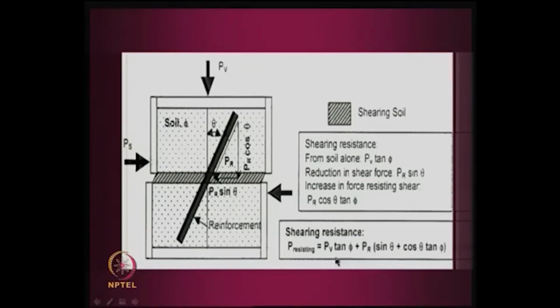So, total shear resistance is nothing but PV tan phi plus an extra component that comes here. Because of this reinforcement action, it is PR sin theta plus cos theta tan phi. Why is it tan phi? This is a normal force, PR cos theta, you are calculating the force, and so you have to multiply this normal force by tan phi to get the shear force. So, PV tan phi plus PR term, this is actually the extra shear resistance you are getting. Earlier it was only PV tan phi, now you are getting this much. You see that this is a function of theta, which means the angle, and also the friction angle of the soil.